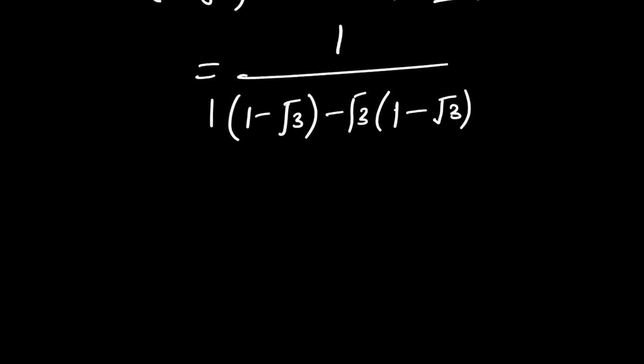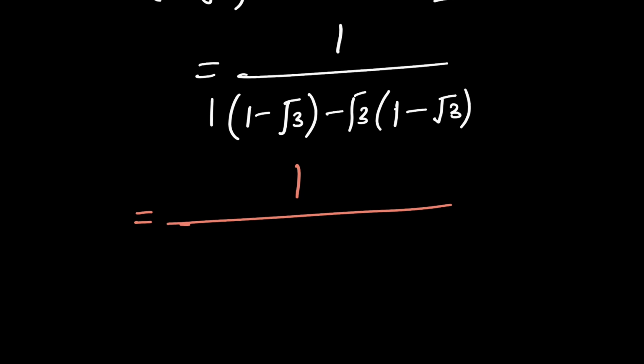So from here, we can simplify by expanding the bracket. It's going to be 1 all over: 1 times 1 is going to give us 1. 1 times negative root 3 is going to give us negative root 3. Then we have minus root 3 again. Then we are going to have plus, because minus times minus is plus, root 3 squared.